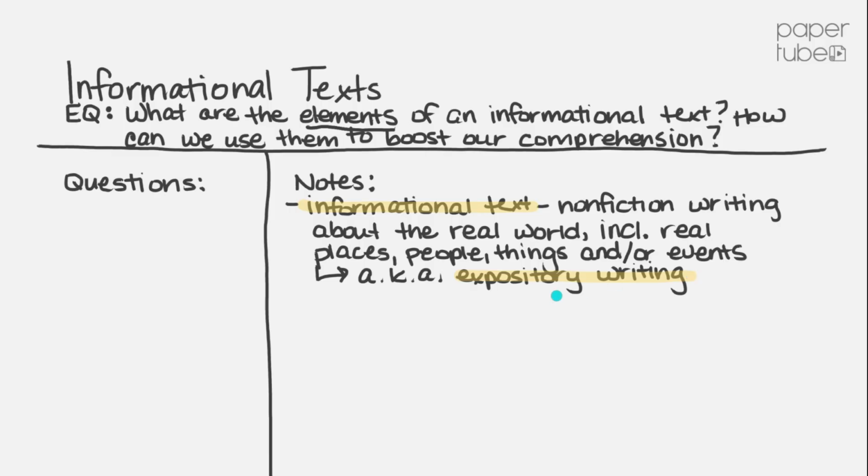First, we need to look at what we're talking about when we talk about informational text. Informational text is nonfiction writing about the real world, including real places, real people, real things, and/or real events that have actually happened. Another name for informational writing that you will see is expository writing, where people are basically introducing information to people.